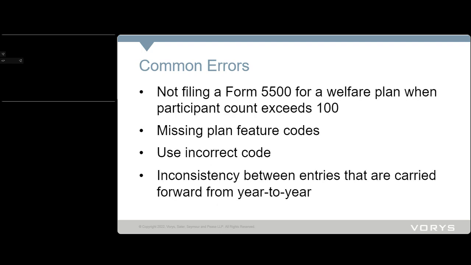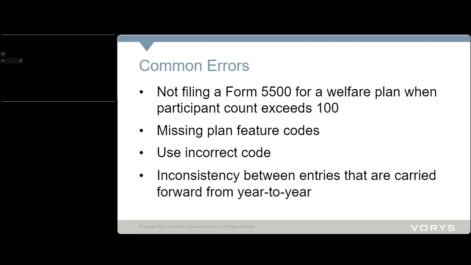Not filing a Form 5500 for a welfare plan when the participant count exceeds 100 and you were supposed to file. Missing plan feature codes or using incorrect codes, and then oftentimes I see inconsistencies between entries that are just carried forward from one year to the next. And so really here, and Chris had mentioned this earlier, make sure you're reviewing your draft Form 5500s and your audit reports carefully before you're filing.